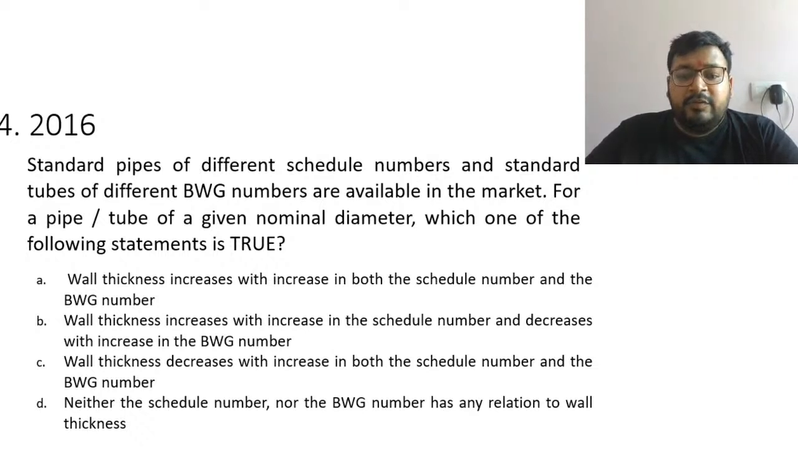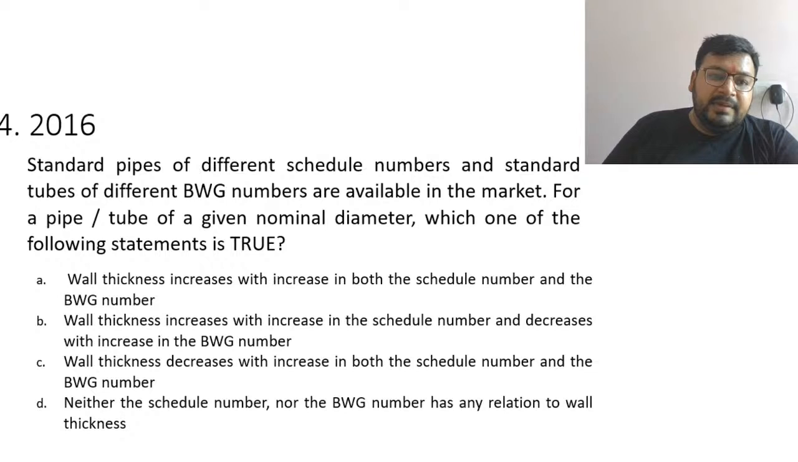Okay, if I go for option A, the wall thickness increases with increase in both. Wrong. Wall thickness increases with the schedule and decreases with the BWG number. That is correct. Wall thickness decreases with increase in both the schedule number and the BWG number. Wrong. And neither schedule nor BWG has any relation to the wall thickness. That is wrong. So the correct option is option number B.